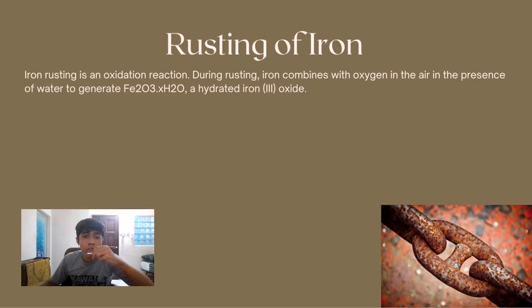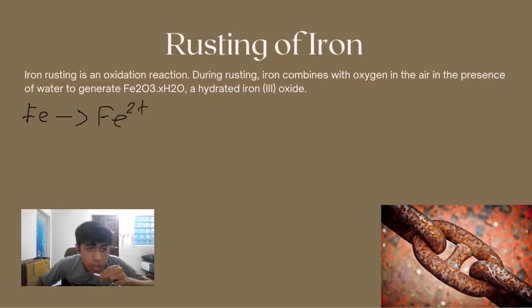Now, on the topic of the rusting of iron, rusting is an oxidation reaction. During rusting, iron combines with oxygen in the air in the presence of water to generate a hydrated iron trioxide. Iron is a reducing agent, but oxygen is an excellent oxidizing agent. When exposed to oxygen, the iron atom easily gives away electrons. The chemical reaction is described like this: Fe → Fe2+ + 2e-.